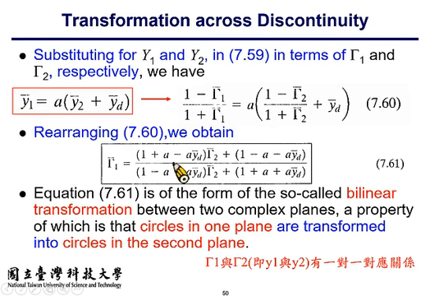Of course, you don't need to memorize this equation. You just need to know the significance of this equation. This equation 7.61 is of the form of the so-called bilinear transformation.